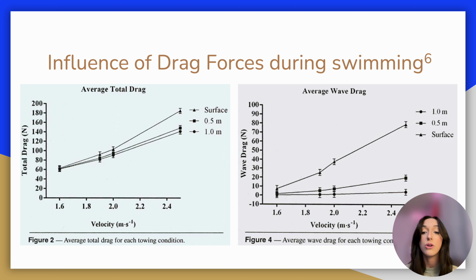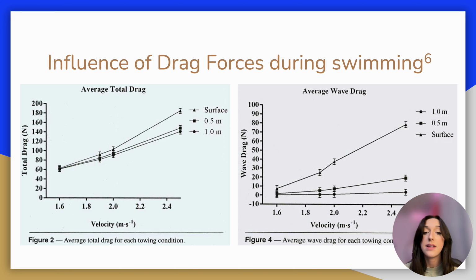So when the swimmer was closer to the surface of the water, due to the wave drag applied on the swimmer, it increased the total drag, which is why at the surface there was more total drag applied onto the swimmer. Then, looking only at the wave drag on the right-hand side, it's similar: with increasing velocities, there was a slight increase at 0.5 meters, as well as at 1 meter. But looking at the surface, as the velocity kept increasing, the wave drag increased even more.